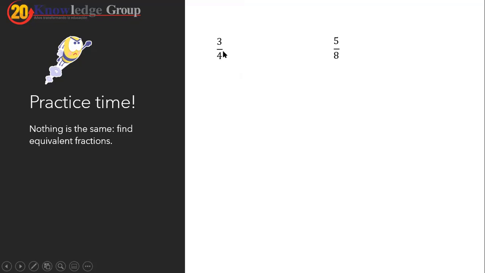Can I take number 4 and amplify it by any number and turn it into 8? Yes, I can multiply by 2. I'm going to multiply the numerator and the denominator by the same number, and that will give me 6/8. Now my 3/4 became 6/8, and I can compare: 6/8 is greater than 5/8.